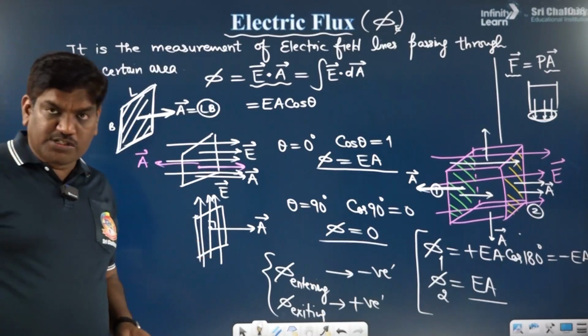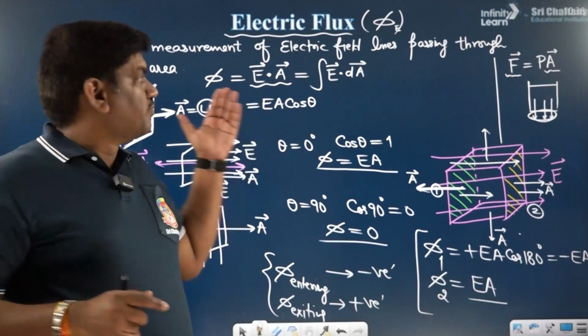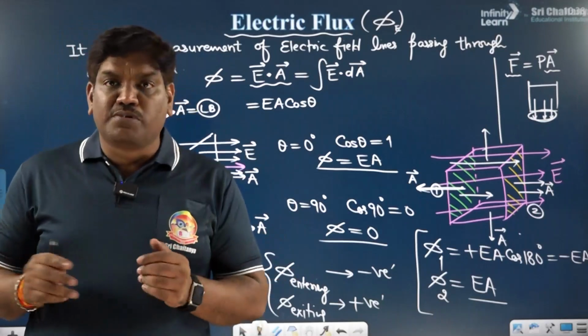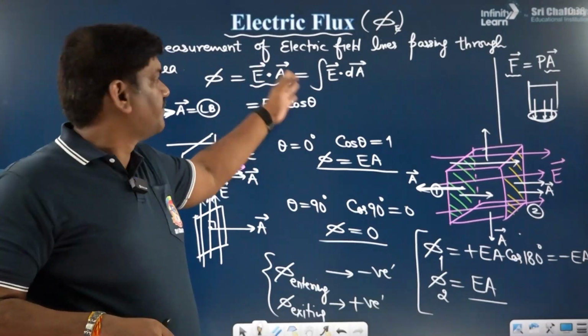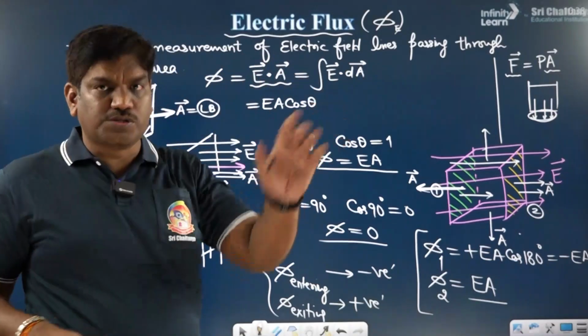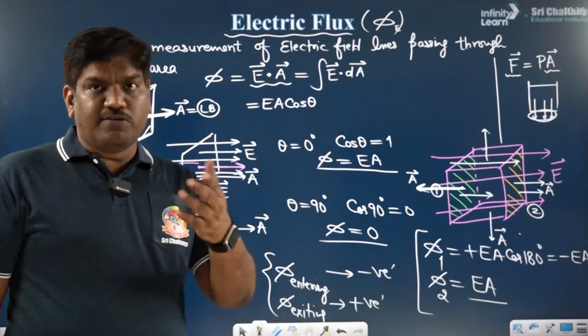So I hope you understand what flux is. Electric flux is the measurement of the number of field lines, and we calculate it by E dot dA or E dot A. If E is uniform, you can directly say EA cos theta. If theta is 0 degrees, it will be maximum.